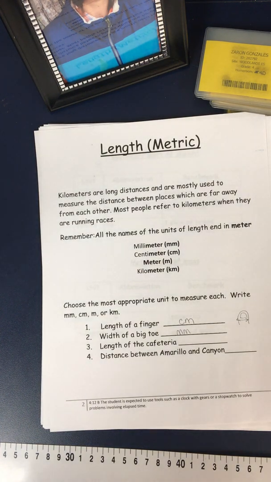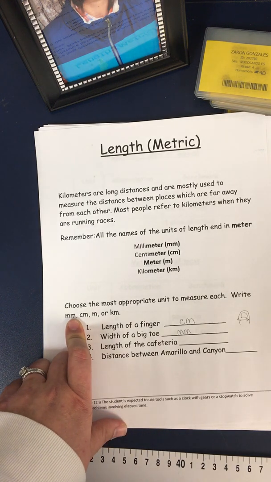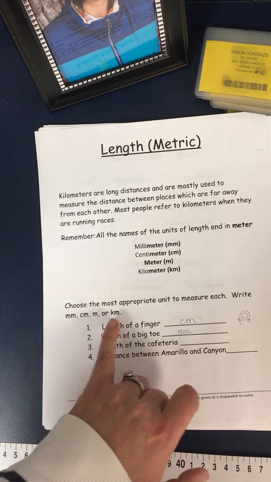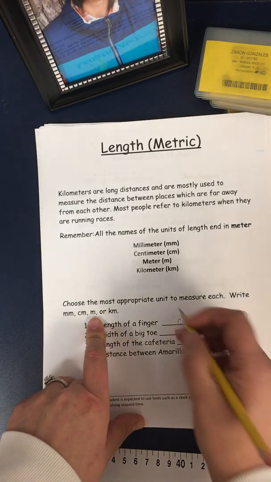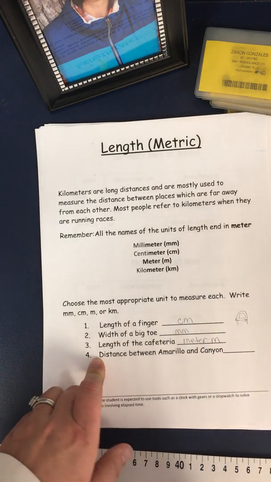The length of the cafeteria. Now in the cafeteria, that's quite a bit of ways. We walk quite a bit. But is it the distance from here to Quail Creek? No, that's a kilometer. Millimeters would be way too small. We would be counting forever. Centimeters would be the width of our pinky finger. That's too much. But a meter maybe. Yeah, the length of the ceiling tile. So I would say meter. Or you could just put M for meter.